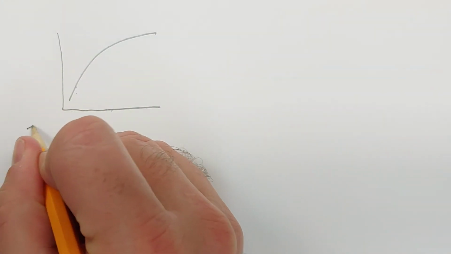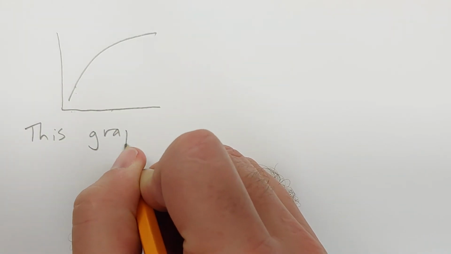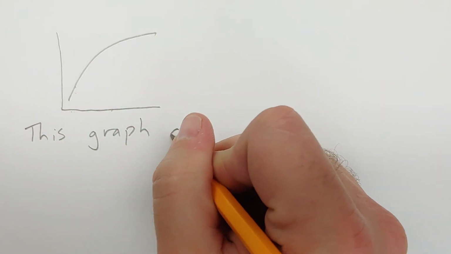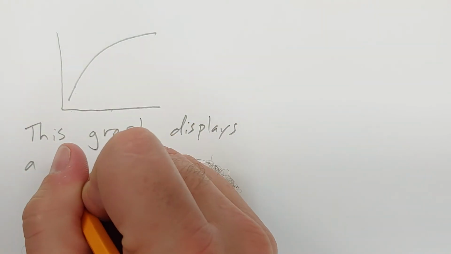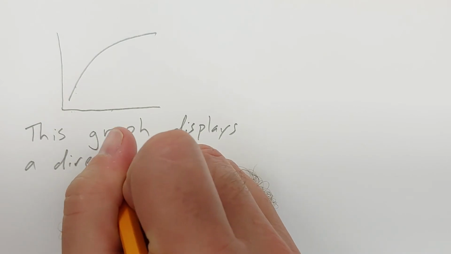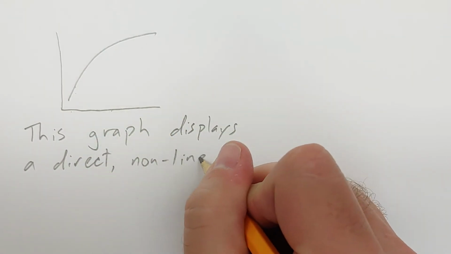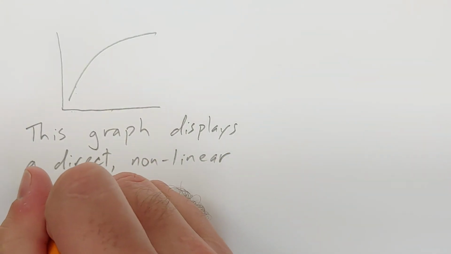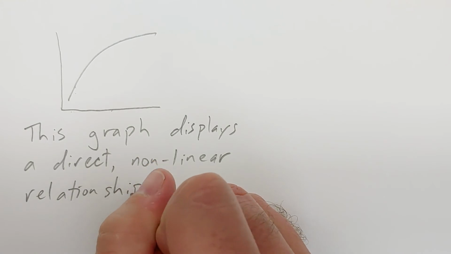And so the way that we could say that in words is: this graph displays a direct, nonlinear relationship.